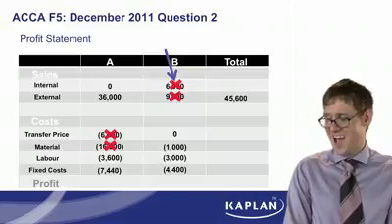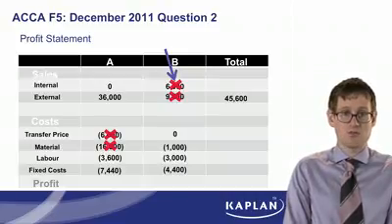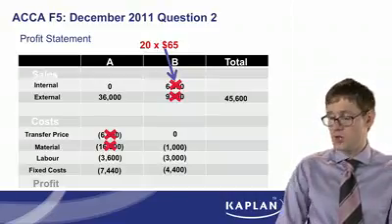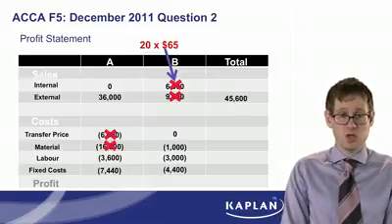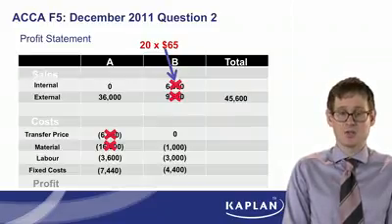First, let's look then at the internal sales revenue. This will only be now for 20,000 units, and we've had to lower our price to $65 to match the external units that A can source.